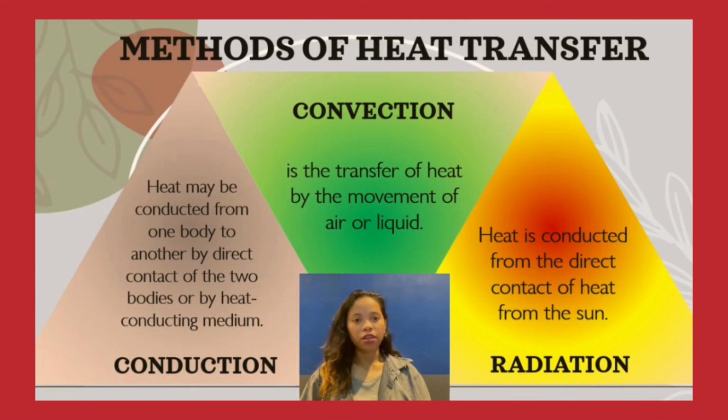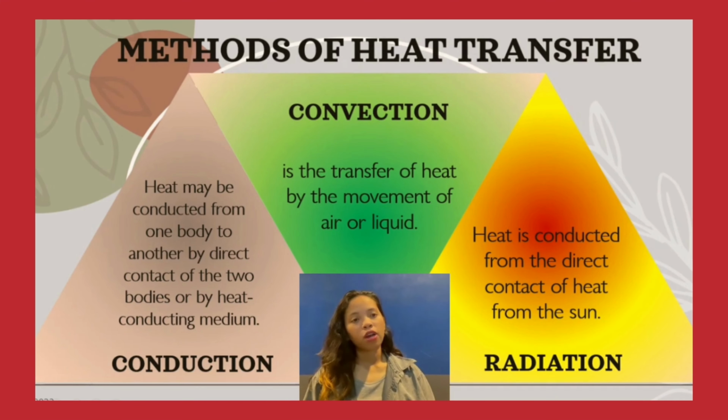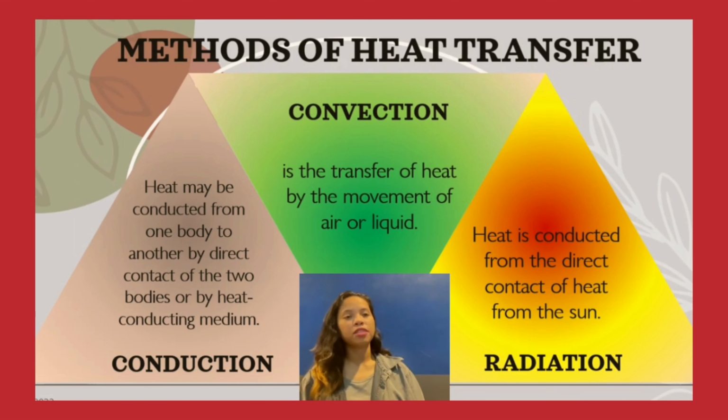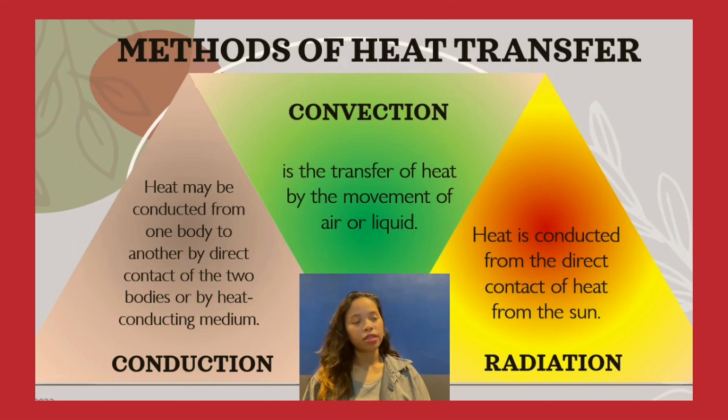So we have here the conduction, convection, and radiation. So for conduction, the heat may be conducted from one body to another by direct contact of the two bodies or by heat conducting medium. So for convection, this is the transfer of heat by the movement of air or liquid. And for the radiation, the heat is conducted from the direct contact of heat from the sun.